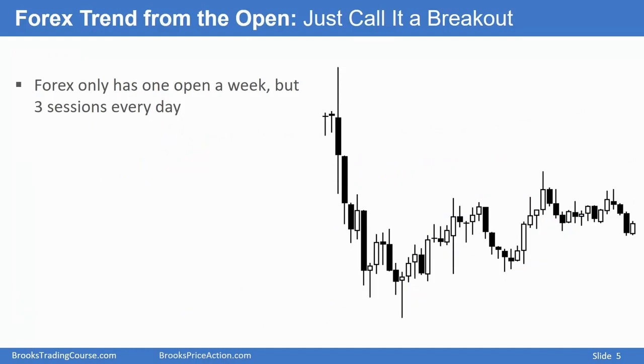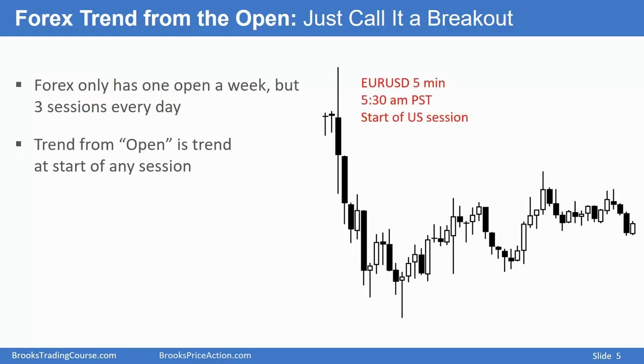The Forex market really only has one clear open a week, but it has 3 sessions every day. Each of the 3 sessions can have a trend from the open of the session, although that open is not necessarily exactly the same time every day. For example, here, for the euro versus the dollar 5-minute chart, the start of the session usually corresponds to the start of when financial markets start to get active, and that is around 5:30 in the morning Pacific time, 8:30 in the morning Eastern time.